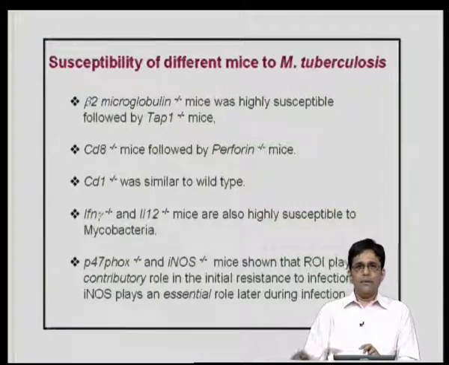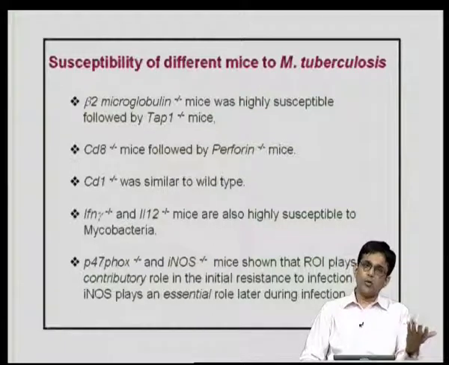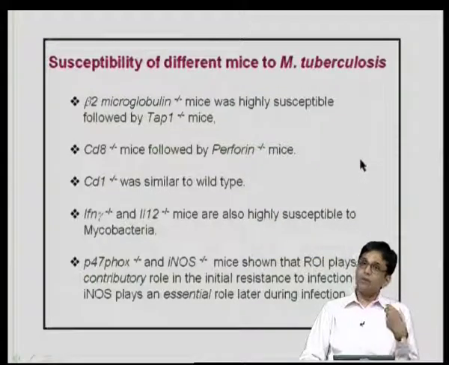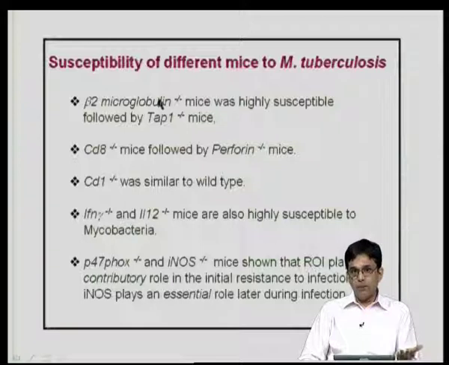It's important in that sense, and TAP1 is a transport associated. So, both these two were highly susceptible, which tells us that beta 2 microglobulin and TAP1 play an important role. What was interesting is the CD8 mice were followed by CD8 and then subsequently by perforin. Now, perforin is important in terms of killing, but you can see that perforin is not playing a very important role, or put it another way, beta 2 microglobulin is playing a more important role than perforin. And then CD1 was similar to wild type.